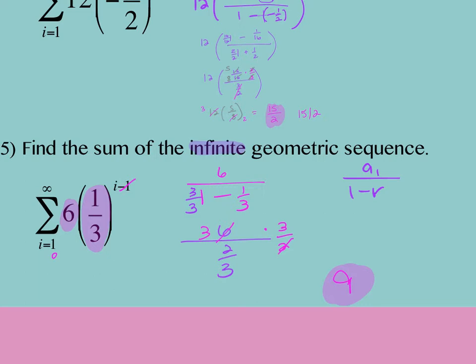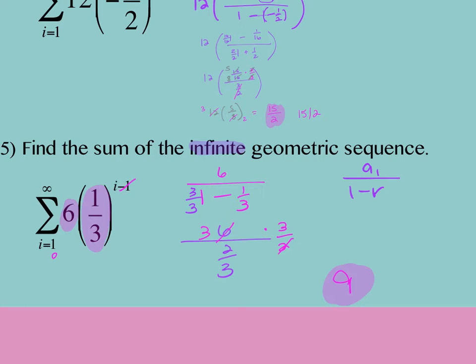Because like if it's I, think about what's happening, right? If I take the 1 and plug it in here, I get 0. 1/3 to the 0 is 1, and that's 6. That would be my first term, right? If it starts at 0, I plug 0 in, it's still 1/3 to the 0, which is 1 times 6. So your A sub 1 is still 6. So it's just a format.